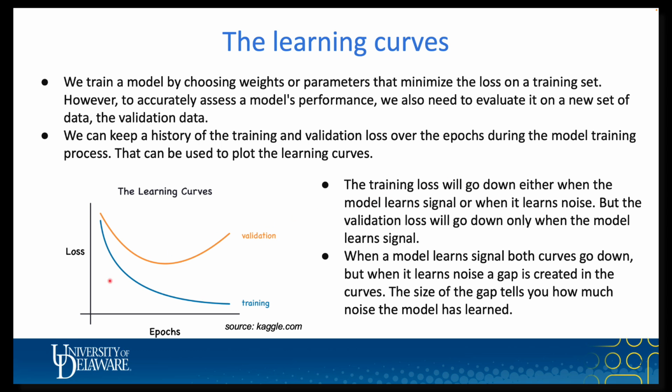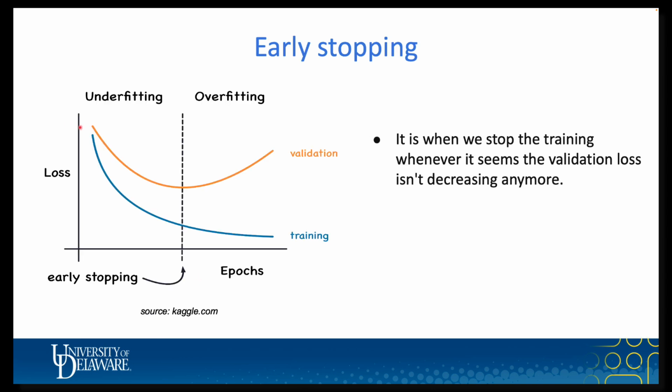Here's an example of the loss versus the number of epochs, and we look at the training and validation. A growing gap between the two curves often indicates the model is learning noise. This is the same graph, but now we indicate which area is underfitting and which area is overfitting. This is capturing noise.